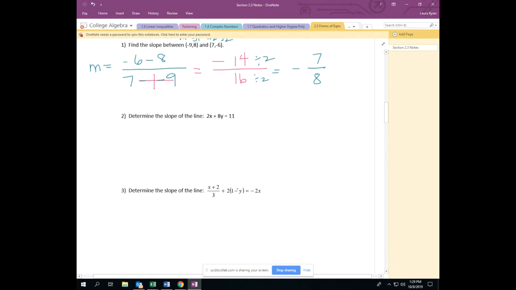This last one down here is in no form at this point. So we need to simplify this thing quite a bit so that we can see what's actually going on. I'm going to begin by dealing with the parentheses. Order of operations says parenthesis first, so let's do that. X plus 2 over 3 will stay. 2 times 1 is 2. 2 times negative y is negative 2y equals negative 2x.